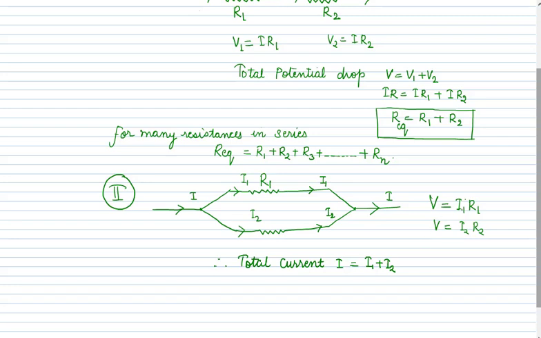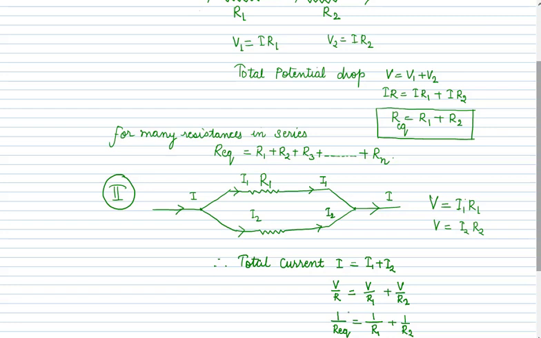Now substitute the value of I1 from this equation and substitute the value of I2 from the second equation. So what you have, I is equal to V upon R, I1 is equal to V upon R1 and I2 is equal to V upon R2. So V is common throughout the equation. So this gives us the equivalent resistance or the net resistance across this will be 1 upon R equivalent is equal to 1 upon R1 plus 1 upon R2.